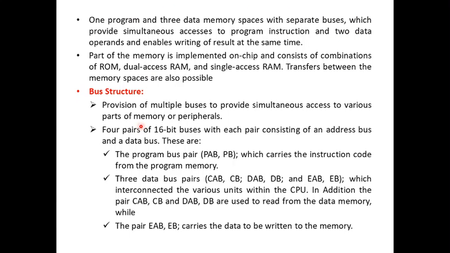Similarly, the three data bus pairs. So program bus pairs are PAB and PB. The data bus pairs are CAB, CB, DAB, DB, EAB, EB, which are interconnected within the various units within the CPU. So the CPU contains various units, and for movement of data between these units, we use these data buses. In addition, the pairs CAB, DAB are used to read from the data memory, whereas EAB and EB carries data to be written to the memory.